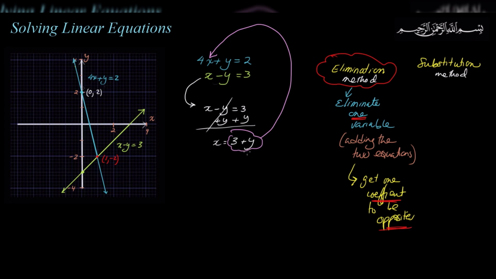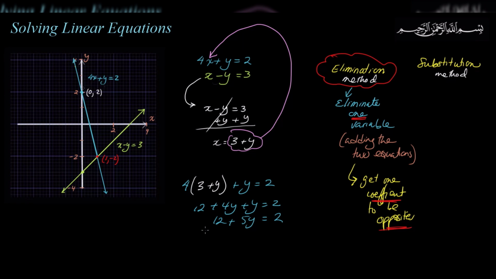So now we're going to substitute this in place of x over here. I'm going to bring this equation down, 4 times x. Now we know x is this 3 plus y, and I'm going to substitute that in there, and then plus y is equal to 2. Now you see there are only y's in here. That's cool. Now I can solve for y. So distribute this. That's 12 plus 4y plus y is equal to 2. Combining like terms, that's 5y plus 12 is equal to 2.